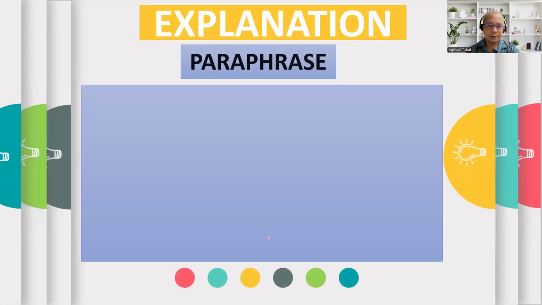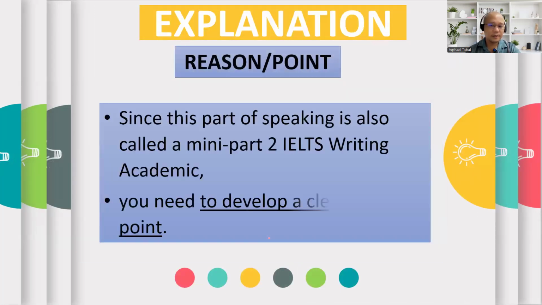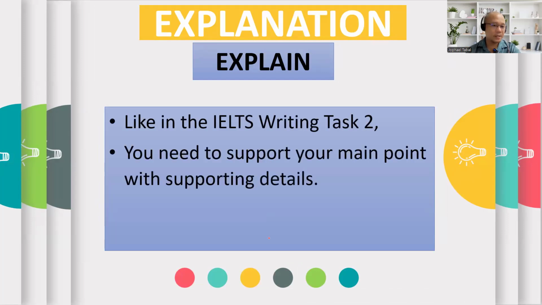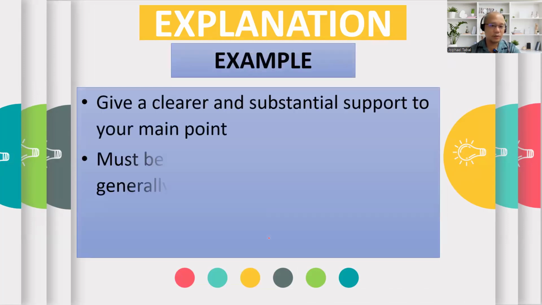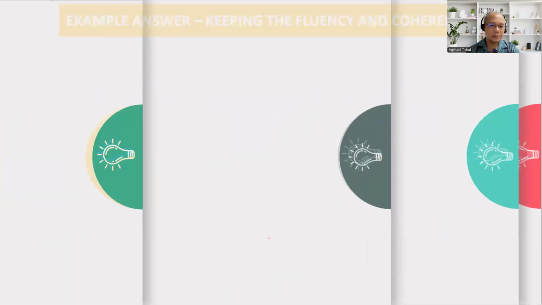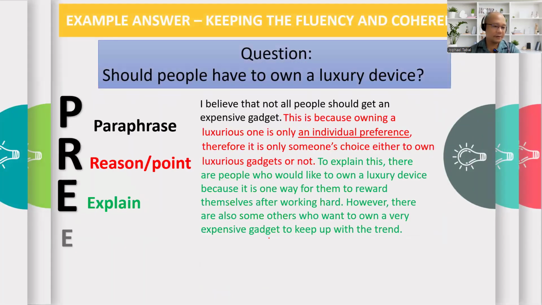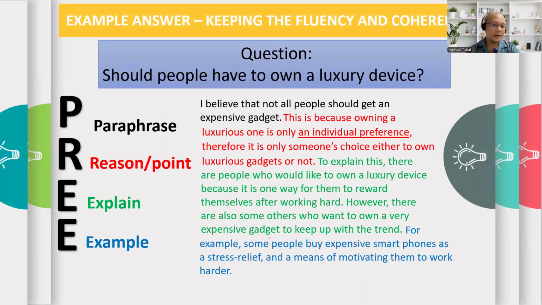Okay, so here's an example for the structure PREE, which stands for paraphrase, reason, explain, and example. So we have here the paraphrase of the answer. After paraphrasing the answer, he or she has to give the reason or point, explain that reason or point, and then give an example. Now the example that one has to give here should not be an experience. Again, I want to emphasize this one. The example should not be that of experience.